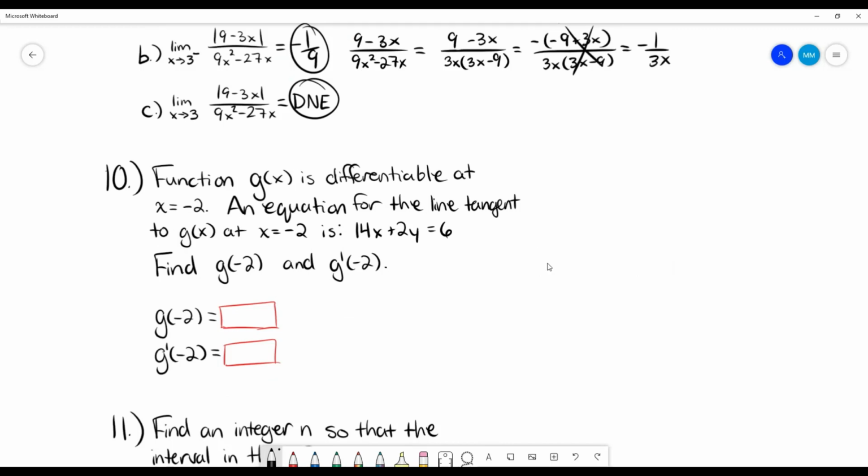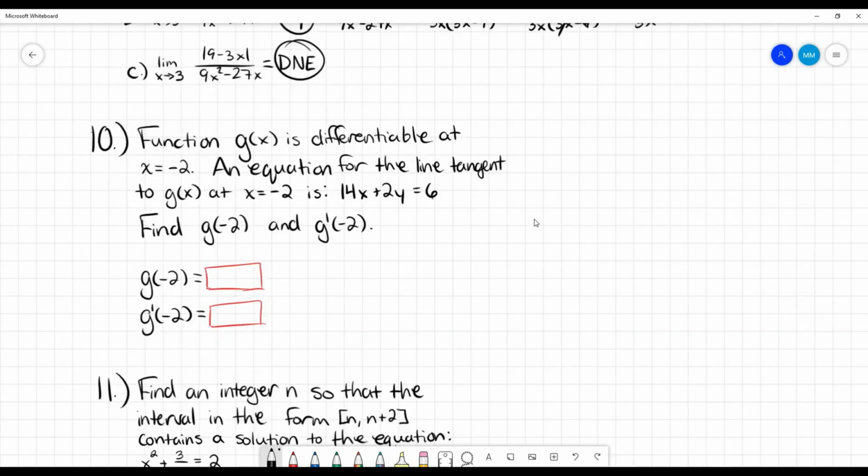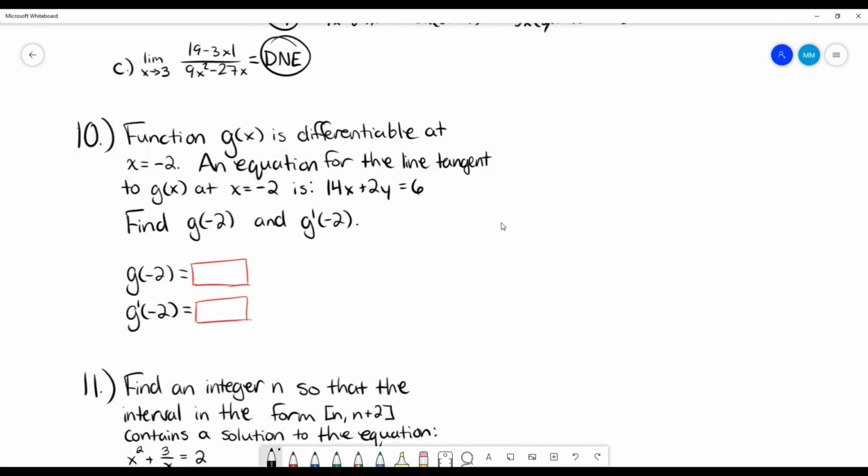Okay, now for number 10, sorry. So it tells us that this function g of x is differentiable at x equals -2. They give us the equation for the tangent line of g of x at x equals -2, and that is this. It's 14x plus 2y equals 6. So we want to find g of -2 and g prime of -2.